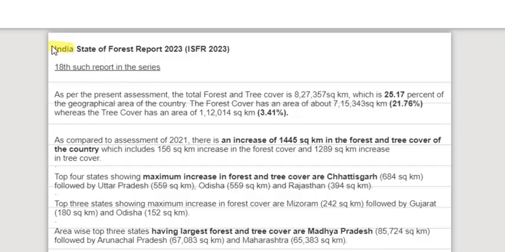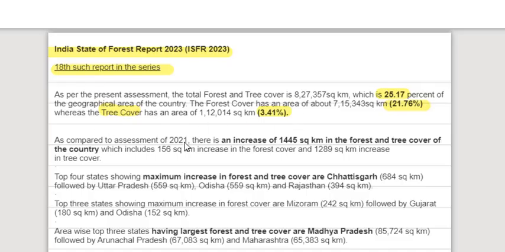India State Forest Report 2023 is the 18th such report of the series. As per the present assessment, the total forest and tree cover is 8,27,357 square kilometer. This data is not important for you to remember. Of course, the percentage is important: 25.17% of the geographical area of the country. The forest cover has an area of about 21.76%, whereas the tree cover has an area of about 3.41%. This data you should know.